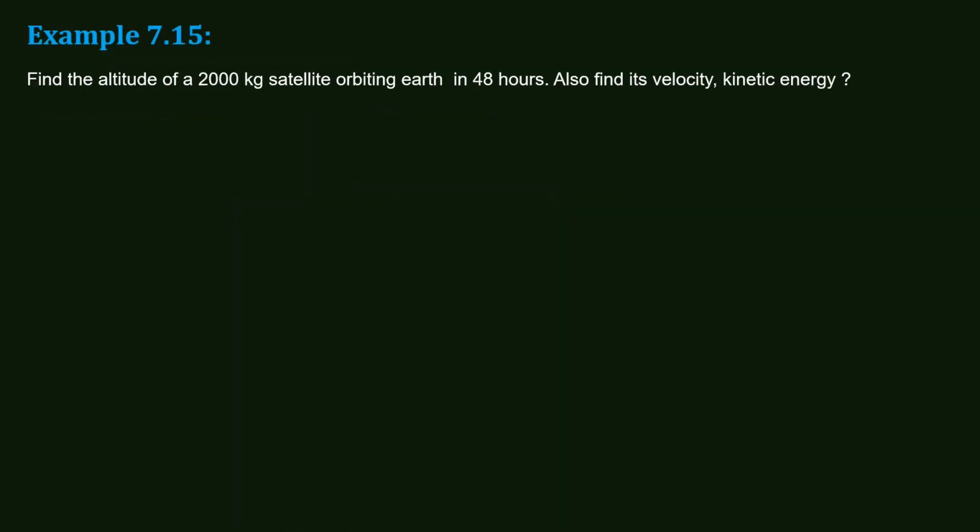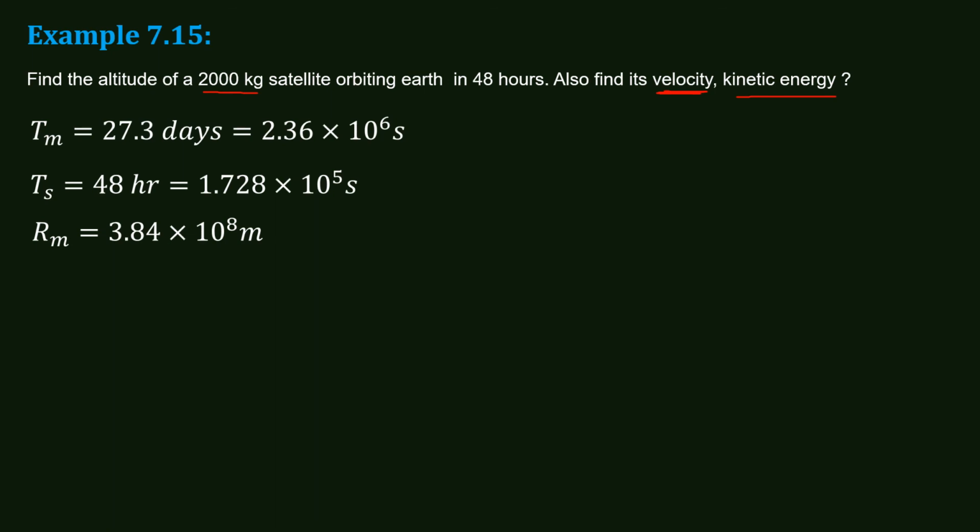Okay, so let's show how we do this. Find the altitude of a 2,000 kilogram satellite orbiting Earth in 48 hours. Also find the velocity of the satellite in orbit and its kinetic energy. So we have all these variables. We're going to convert the period of the moon into seconds, the period of the satellite, S for satellite, into seconds, and then R of the moon is 3.84 times 10 to the 8th. This would be the radius of the moon.